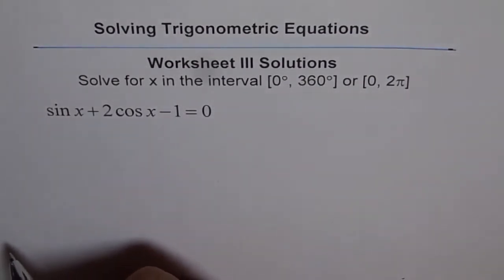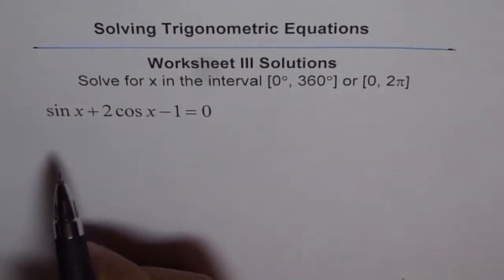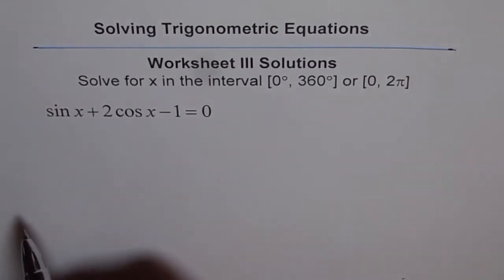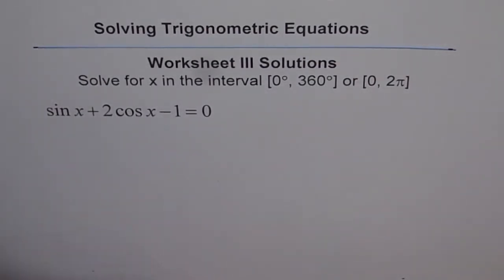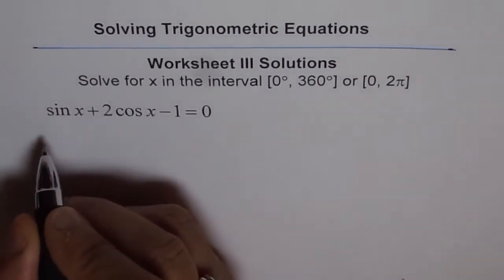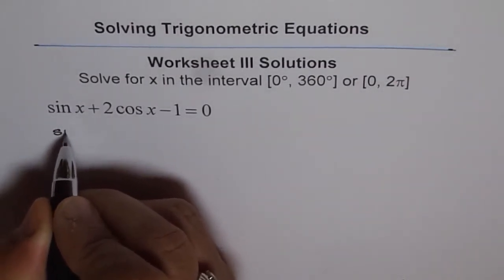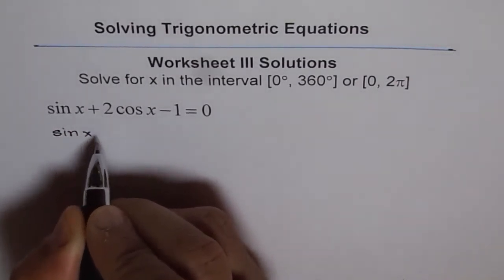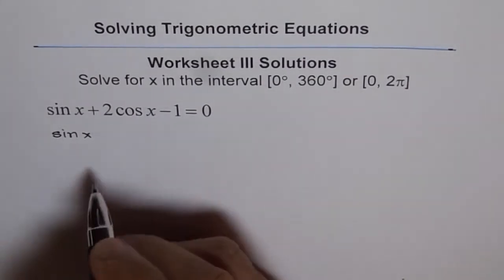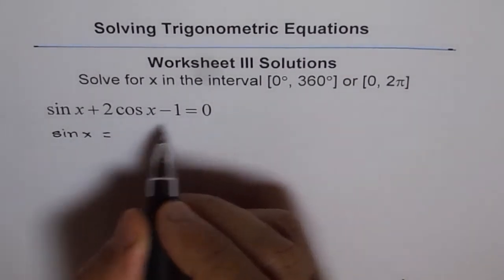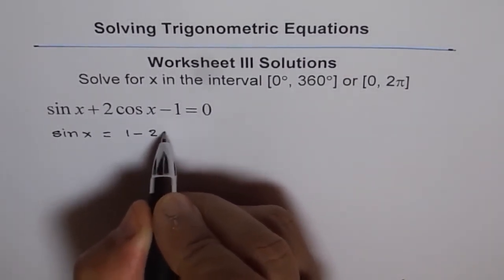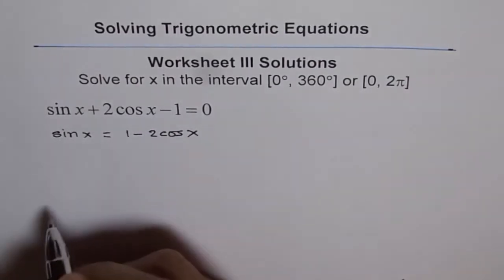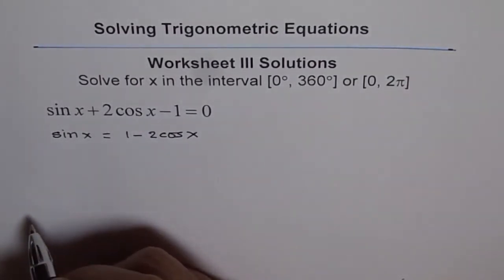Now our first objective is to write this equation in either cosine or in sine. And to do this, what should we do? What strategy we can adopt is something like this. We can write this as sin x, and we can take all these terms to the right side. So we get 1 minus 2 cos x. We can write like this, right? Now we can square both sides, right?